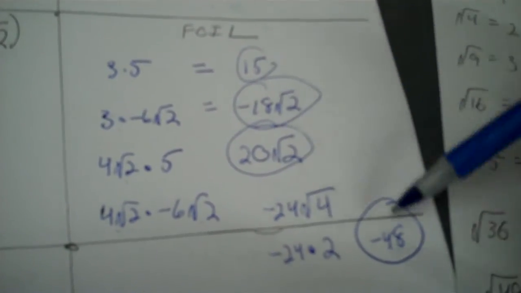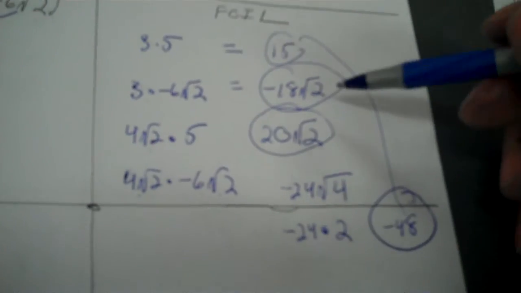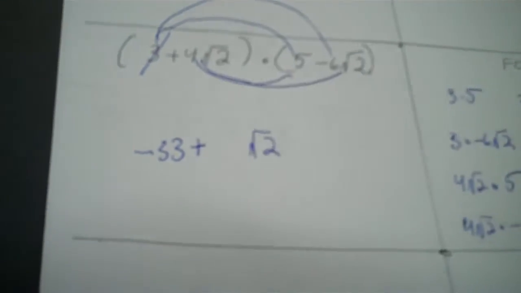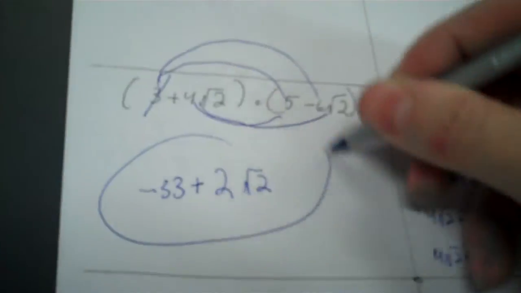Okay, now, these two don't have radicals, so you can add those. Those would go together. So I take 15 plus negative 48, and I got negative 33. Then these two do have radicals and they're the same. So I put a radical 2, and when I put that down, I'm allowed to add anything outside of the radical 2. Negative 18 plus 20, and that's 2. Okay, and that's that. So that's all your simplifying you have to know.